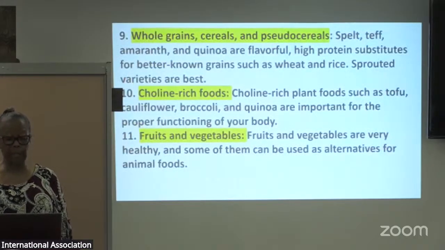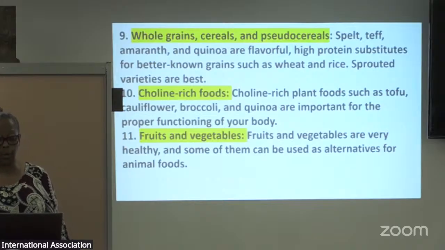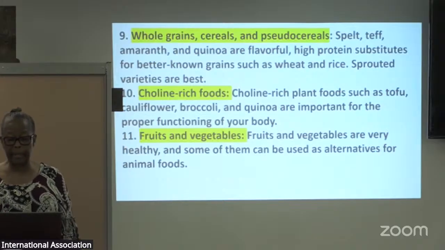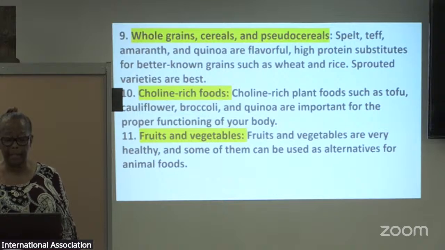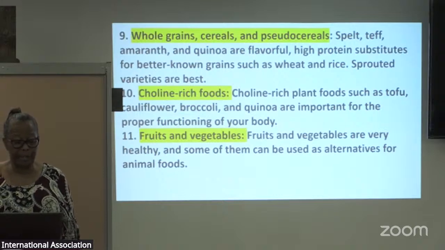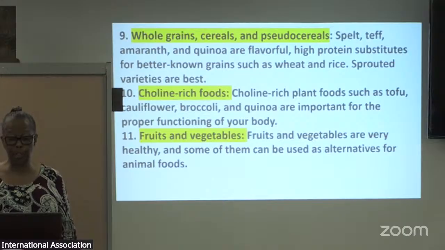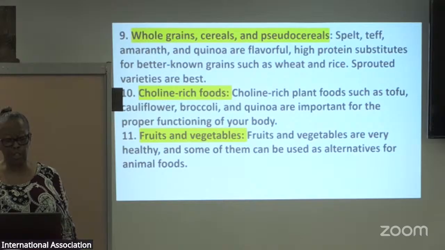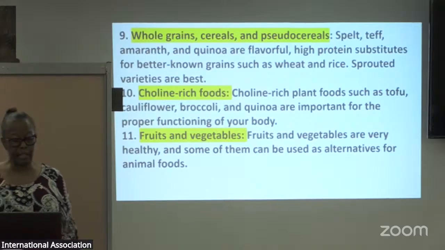Whole grains, cereals, and pseudocereals. Teff, never heard of that. It's an Ethiopian thing. Amaranth and quinoa are flavorful high-protein substitutes for better known grains such as wheat and rice. Sprouted varieties are best.